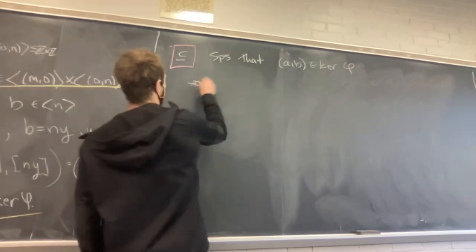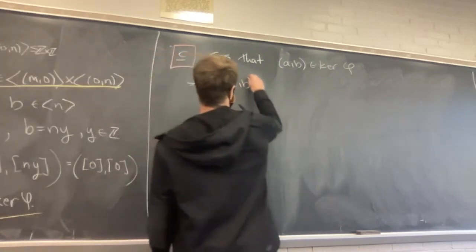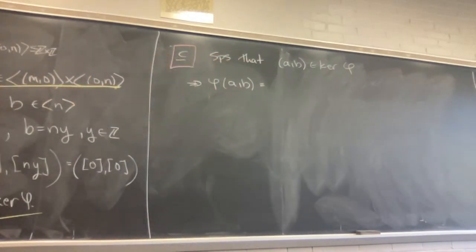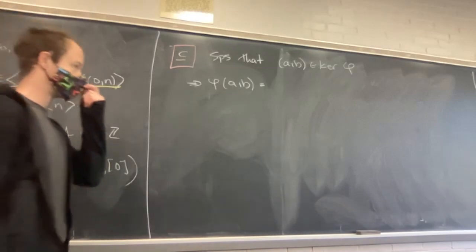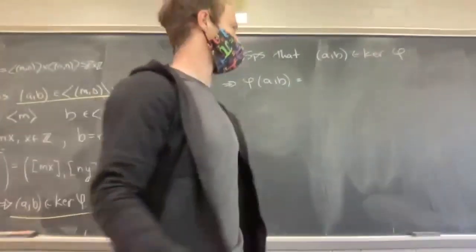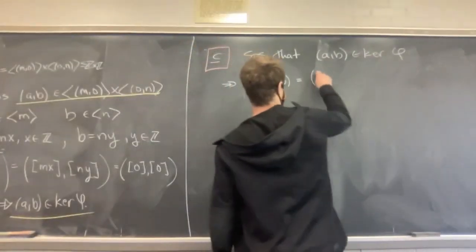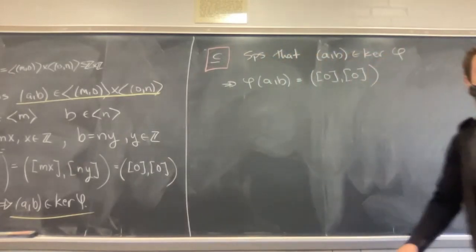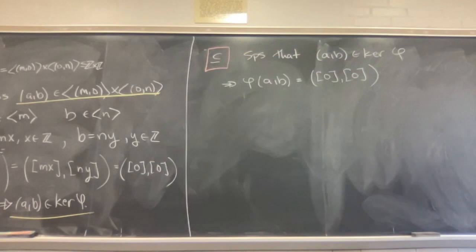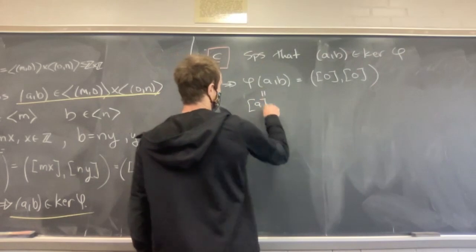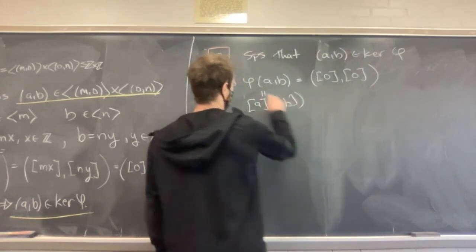That means that phi evaluated at AB is equal to the identity over in Zm cross Zn, right? That's what it means to be in the kernel. You get mapped to the identity. But the identity over in Zm cross Zn is 0, 0. But really, equivalence class 0, equivalence class 0. Okay. But by our definition of phi, this is equivalence class A, equivalence class B.